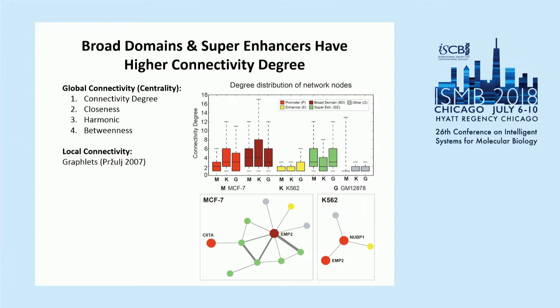And below, you see an example in MCF7 and in K562, where we have our gene EMP2, which is a broad domain, which has a higher connectivity with other regulatory elements. In particular, these regulatory elements are super enhancers. And then in the same gene in K562, we see a typical promoter, which has a very low connectivity comparatively.